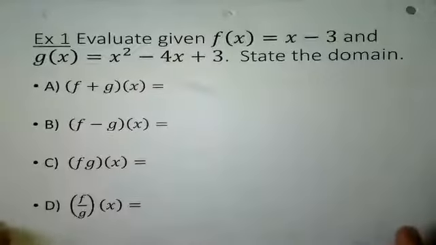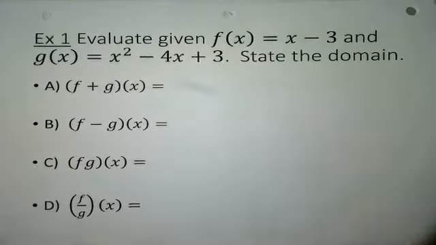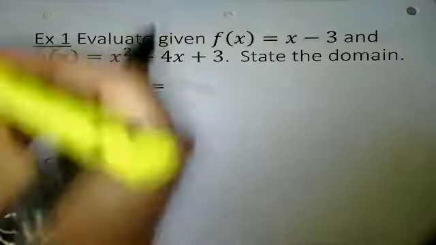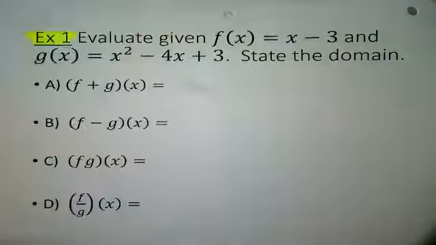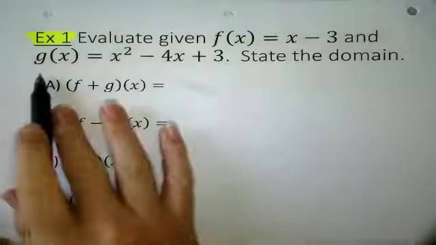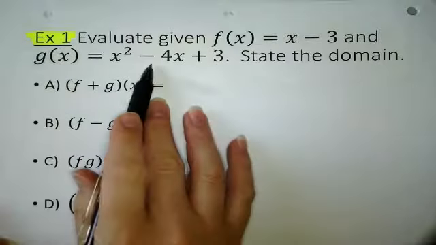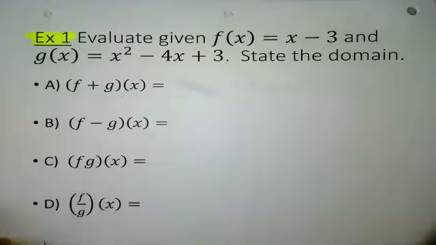Let's try some other stuff. I only get 30 minutes on this recording, so I'm going to maybe pause and ask you to pause and answer them, fill them out, etc., to kind of speed things along. Example 1, again, you're going to write the directions. Evaluate given f of x is equal to x minus 3 and g of x is x squared minus 4x plus 3. We want to state the domain.